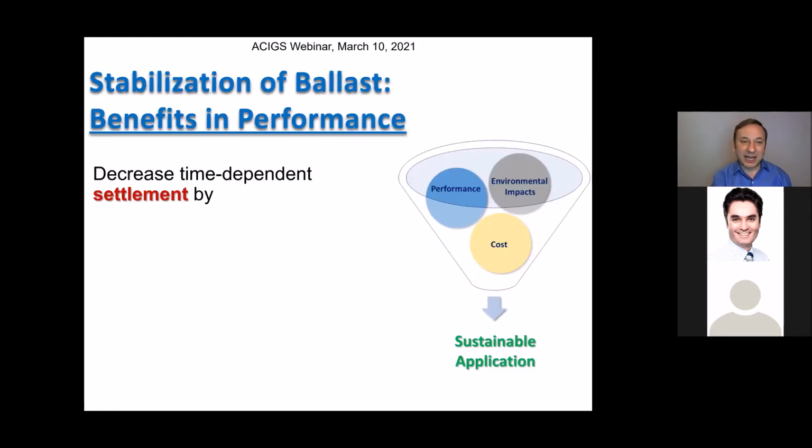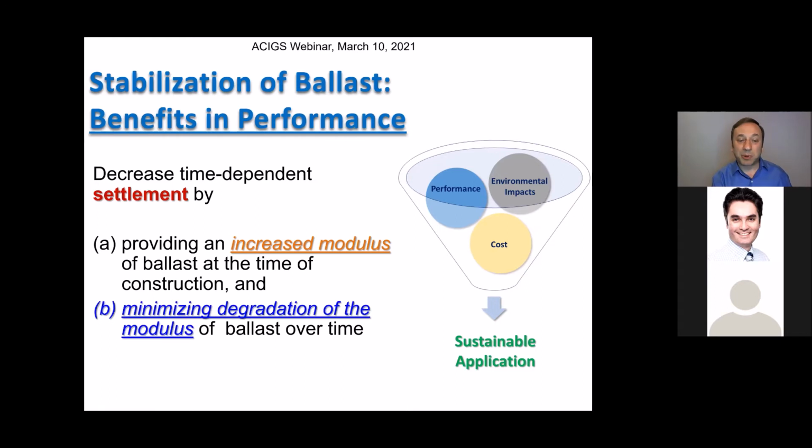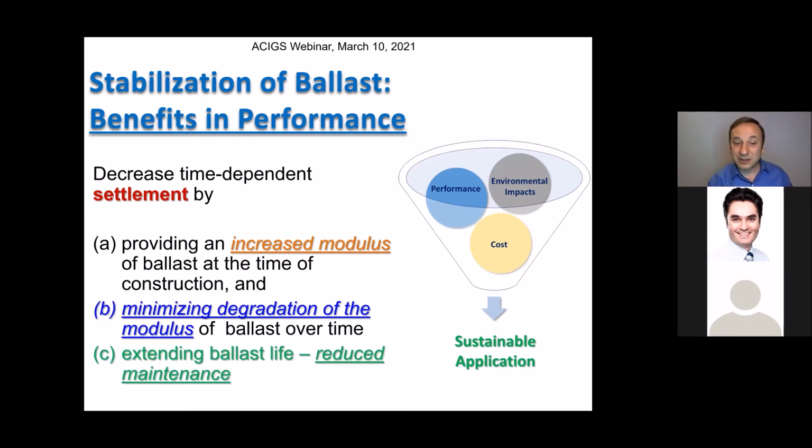As I said, this is a very sustainable application, as we list the benefits of ballast stabilization and performance, right? Decreasing the time-dependent settlement, first at the time of construction by increasing the modulus of that ballast layer, and probably more importantly, throughout the life of that pavement and now for an extended life, you're minimizing the degradation of the modulus of ballast over time. And exactly that's what increases the life expectation of that ballast, if you're not decreasing the thickness here. With the ballast stabilization application, which is in green color, 100% sustainable in my opinion, you're getting so much more life out of that ballast layer constructed.